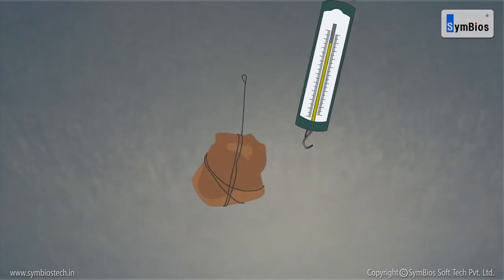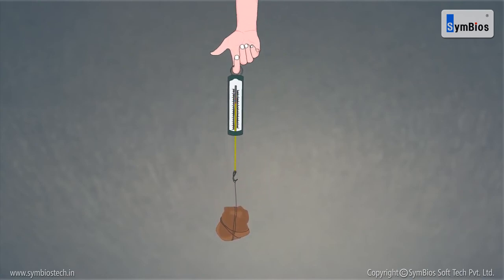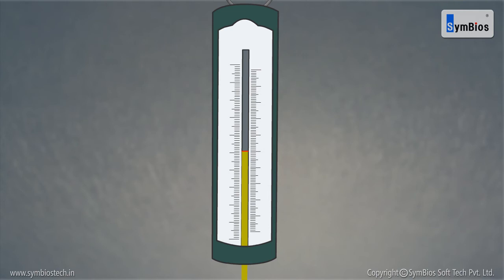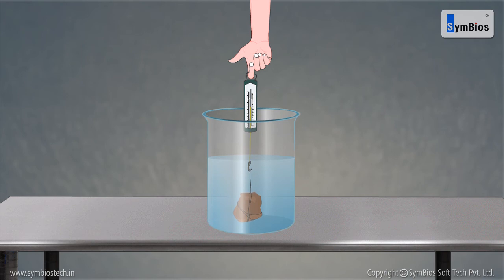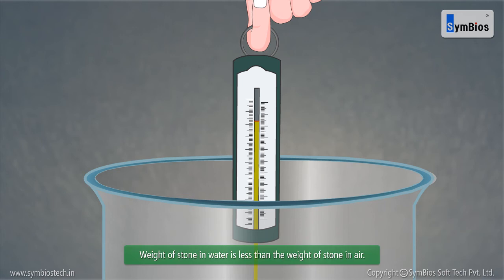Let us tie a stone to the hook of a spring balance. The spring balance stretches due to the weight of the stone, and the pointer shows the weight of the stone. Now, dip the stone in water and we will find that the extension of the spring decreases and the pointer shows the weight of the stone in water. This weight of the stone in water is less than the weight of the stone in air.